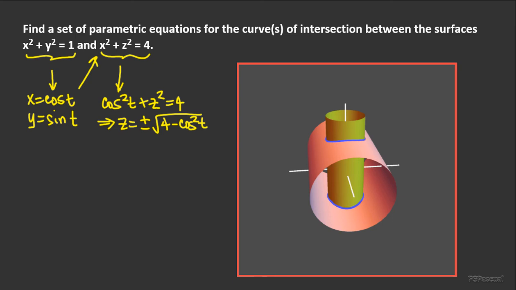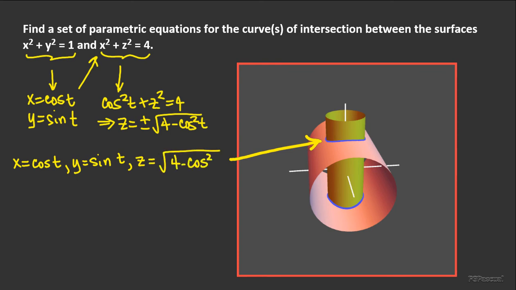Therefore, a parametrization for the curve that is above the xy plane is given by x equals cosine t, y equals sine t, and z equals the square root of 4 minus cosine squared t. For the bottom, we simply have z equals minus the square root of 4 minus cosine squared t.